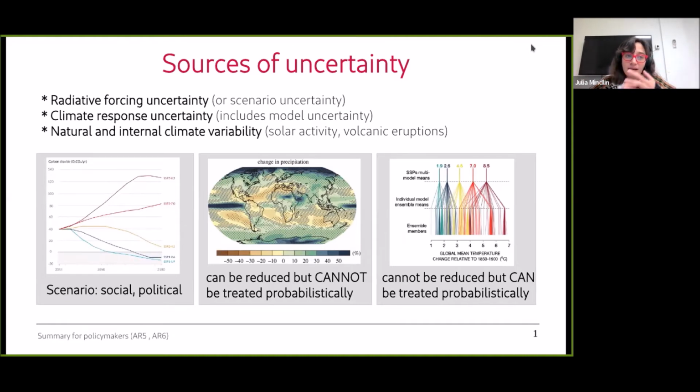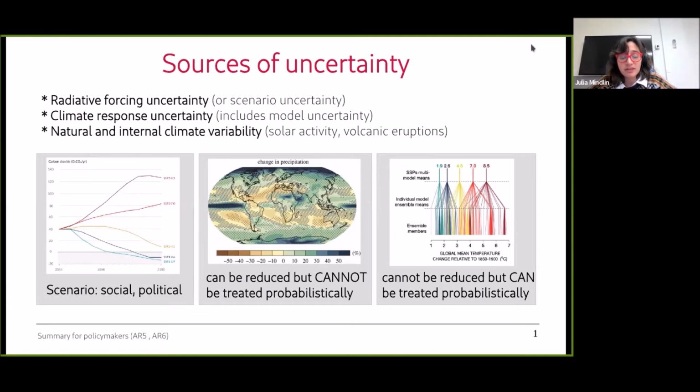So on the one hand, you might be familiar with the uncertainty in radiative forcing, which is of a social and political nature, because we don't know how we will manage to control our emissions. And that's dealt with by defining different scenarios and testing how the climate responds under a different set of scenarios using global climate models.